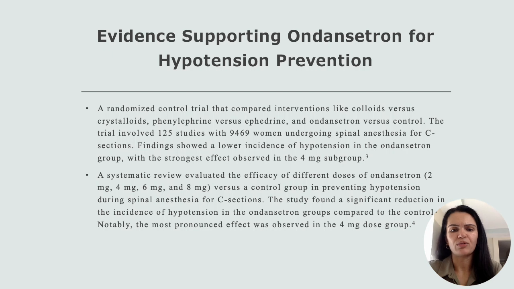Additionally, a systematic review evaluated the efficacy of different doses of ondansetron, ranging from 2 milligrams to 8 milligrams, versus a control group. This review also demonstrated a significant reduction in hypotension among those who received ondansetron. Interestingly, the 4 milligram dose consistently showed the most pronounced effect in preventing hypotension during spinal anesthesia. These studies provide compelling evidence that ondansetron can be an effective strategy for reducing the risk of hypotension in parturients, particularly at the 4 milligram dosage.